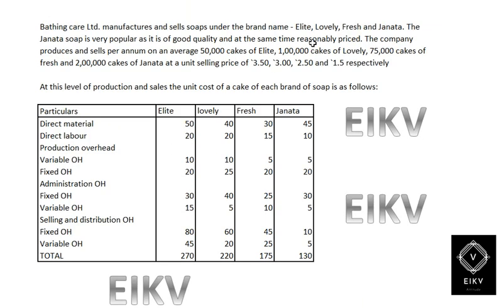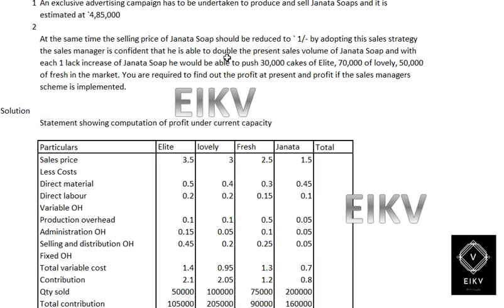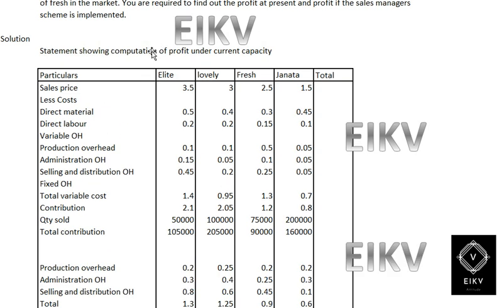So there is a company engaged in the production of soaps, and some of the details are given. We need to find out two things: the present profit position as well as the profit position as per the scheme of the sales manager. So I'm going directly towards the solution, and at first I have prepared a statement showing computation of profit at the current capacity.